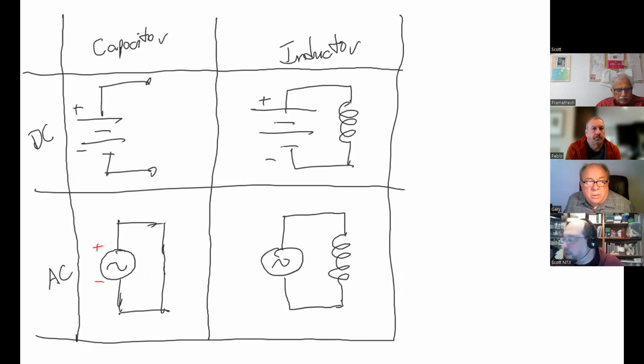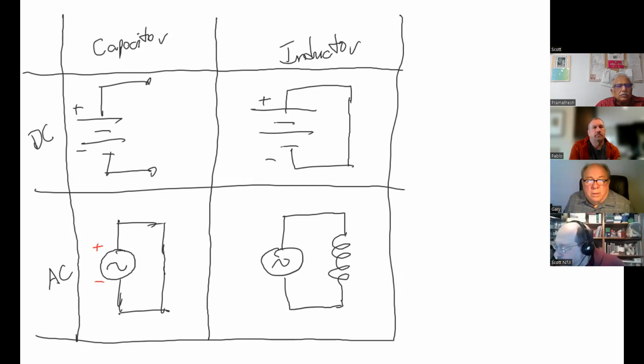Now let's take a look at an inductor. An inductor is a piece of wire. For DC, what happens when current flows through a piece of wire? It's a piece of wire, right? Does it argue about it? No, it's a piece of wire. What is a piece of wire substituted by? A short circuit. Right? So for DC, an inductor looks like a piece of wire.